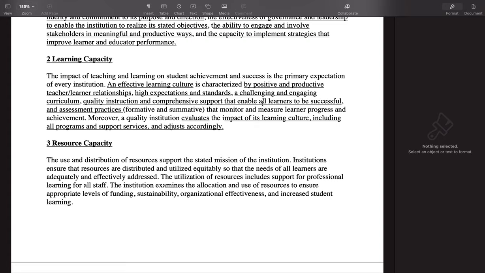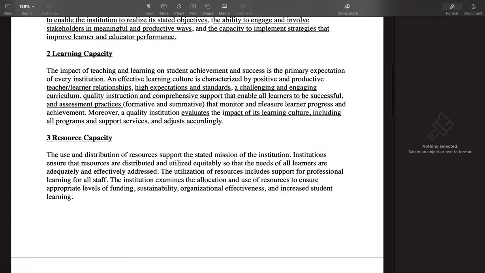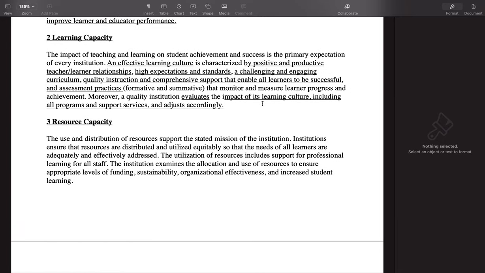The third domain, which is the resources domain, looks at the resources support and the distribution of these resources, of course, including the support for professional learning for all staff and the ability of the institution in examining the allocation and the use of these resources in order to ensure appropriate level of funding, sustainability, organizational effectiveness, and increased students' learning.